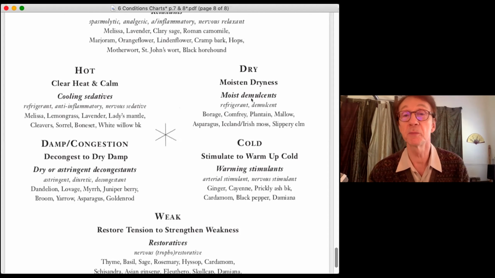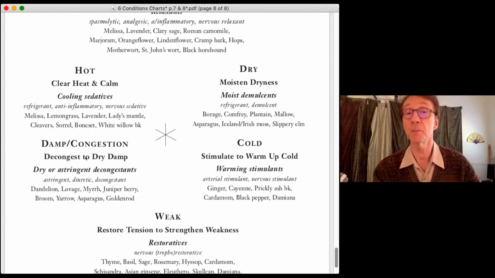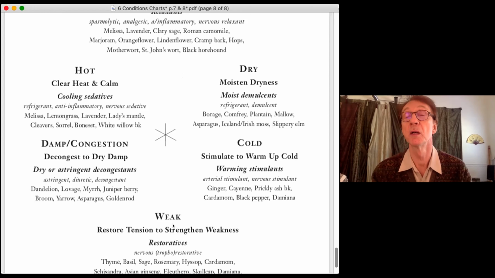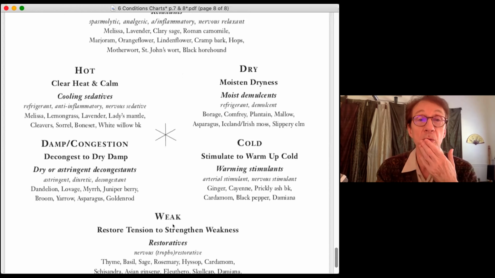You'll see symptoms of dryness and damp as well. For example, dry skin or dry cough with damp discharges, varicose veins, etc., pelvic congestion. Okay, but that takes longer. The opposites take longer to develop, right? Those are more chronic conditions. Okay, getting back to where were we?